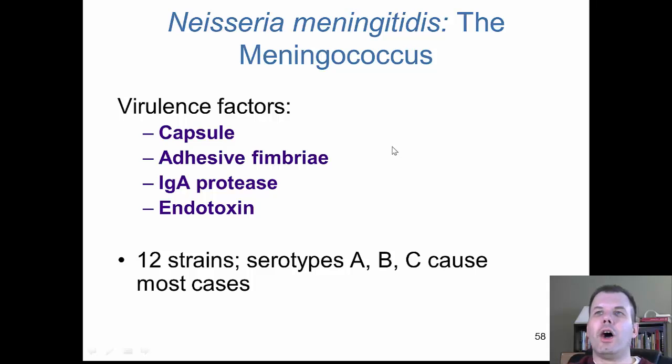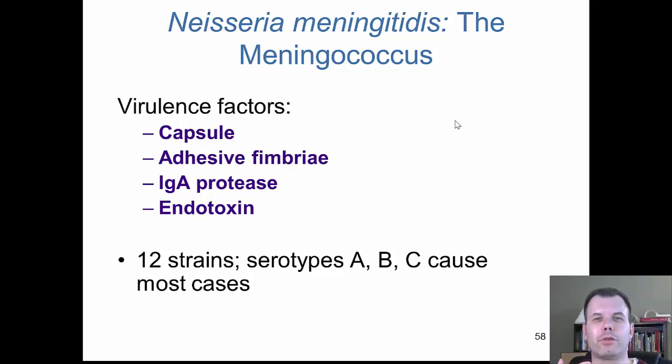All right, so the other type of Neisseria we worry about is the meningitidis. And the meningitidis is the one that causes meningitis. And I would say it causes about 70% of all bacterial meningitis. Now, the virulence factors associated with this are the capsule, the adhesive fimbriae, the IgA protease, and the endotoxin.